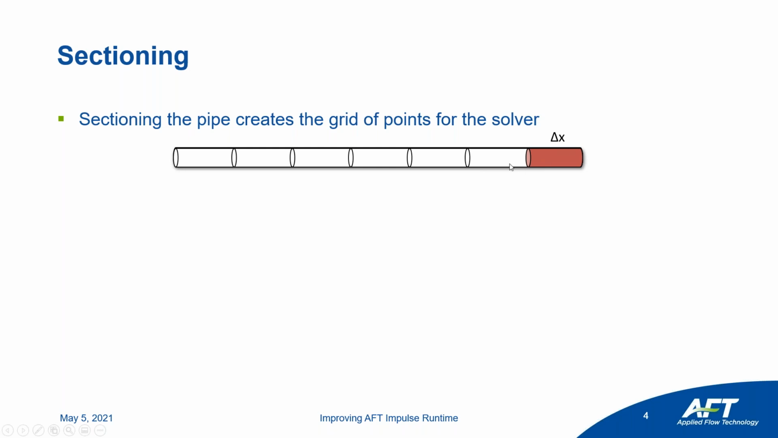And to see how that changes over time, again, we look back at the wave speed. The wave speed is the fastest speed at which a signal, a pressure change or a change in flow rate, can travel through the system. So it'll change a certain amount of x over a certain amount of time.